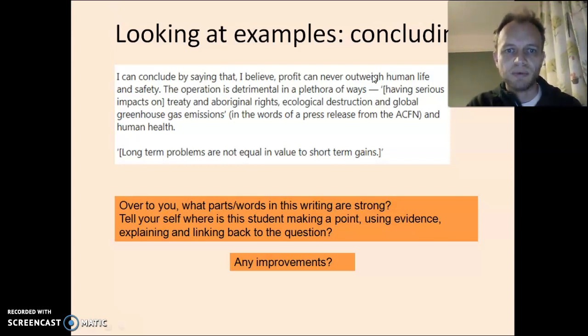Okay, so now I want you to do your final conclusion for your Norway example. So tell them again what the strongest arguments are. In here they said, I believe profit can never outweigh human life and safety. Well, that's a really strong conclusion. You're talking about which one is more significant than the other one, as a conclusion. And she's finished with a quote in her answer, which is also really good. So for the Norway one, conclude your arguments with your strong evidence saying why you've gone for that one overall.